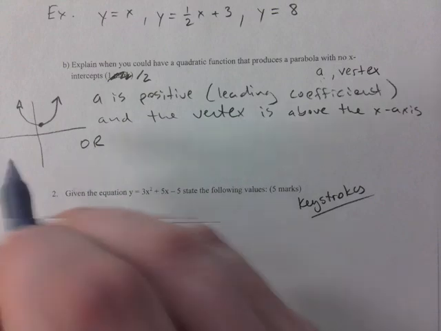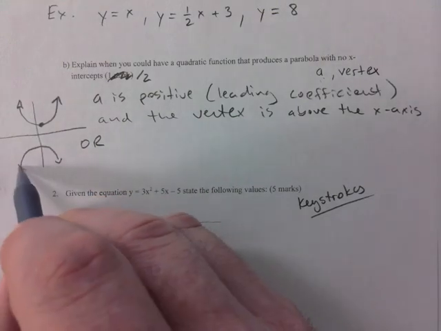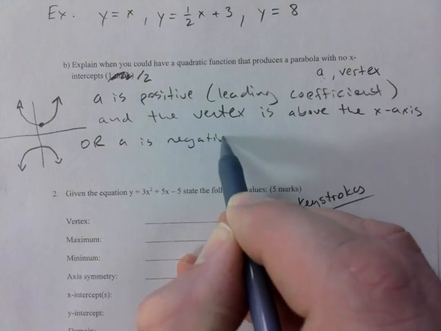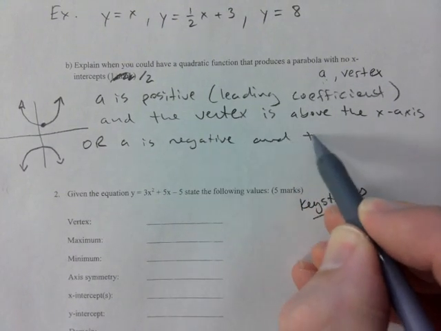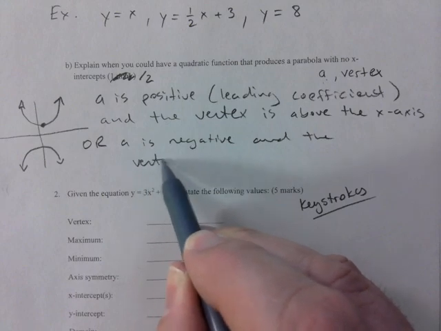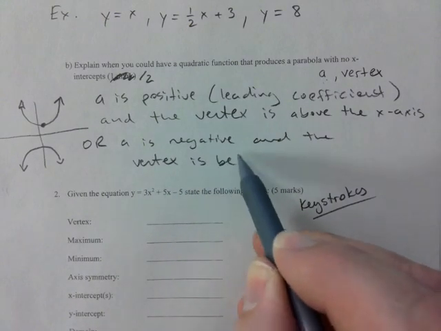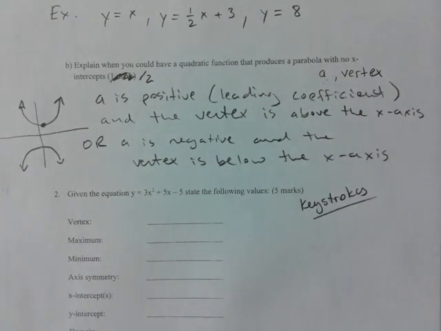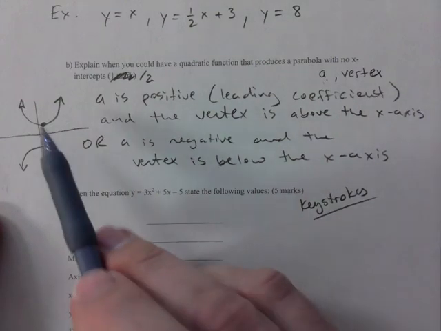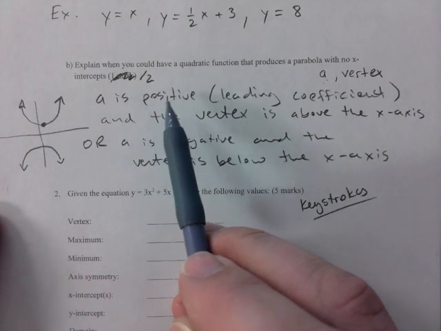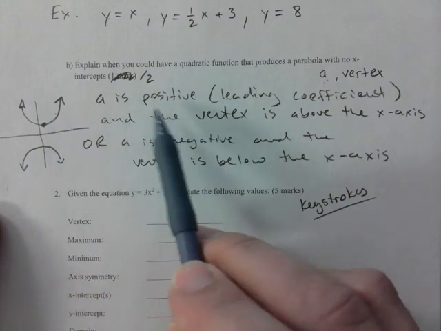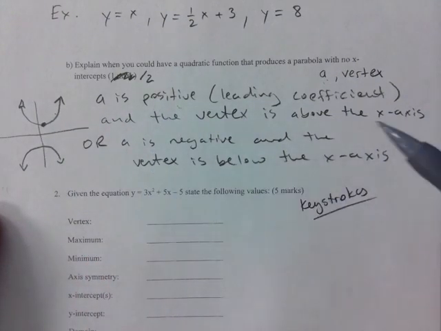Or you could focus on one that's pointing down, right? A is negative and the vertex is below the x-axis. Either one of these would give you the 2 marks. So I would say diagram followed with explanation talking about both would give you 2 marks. So 1 for the diagram, 1 for the explanation.